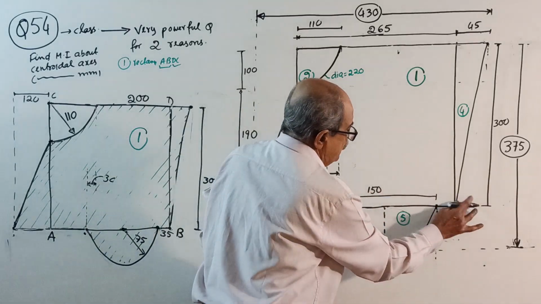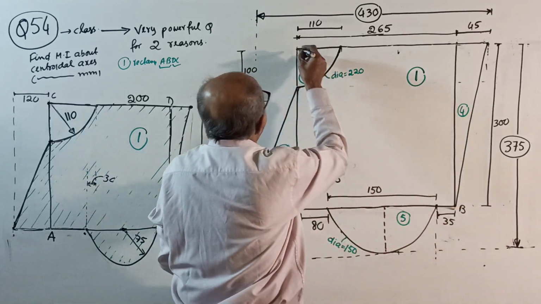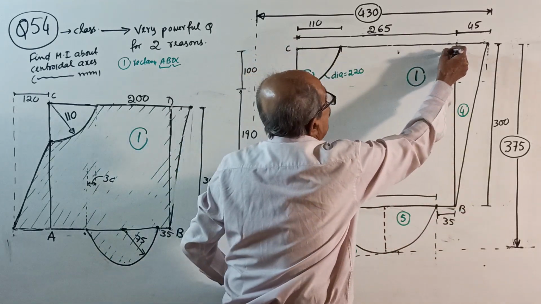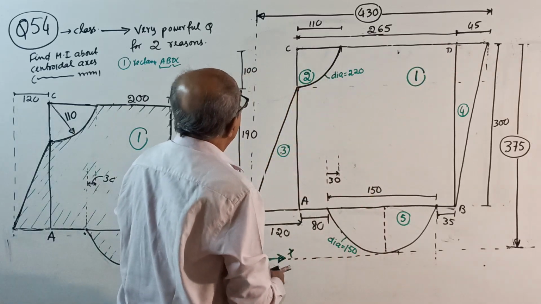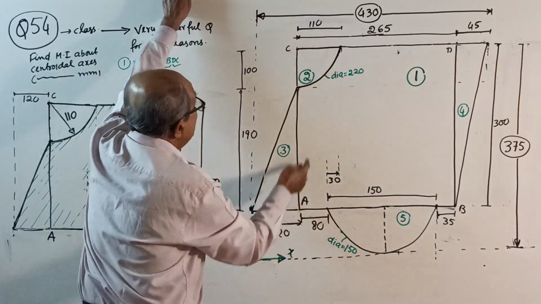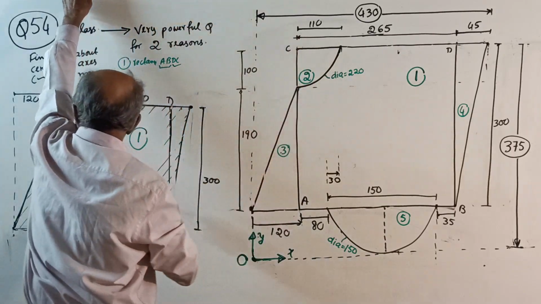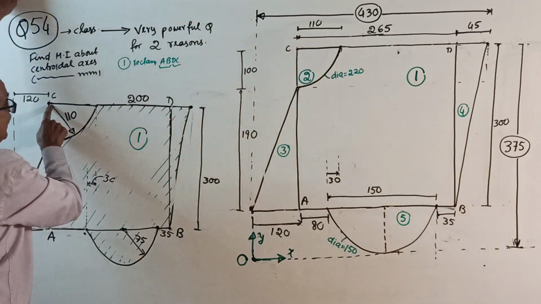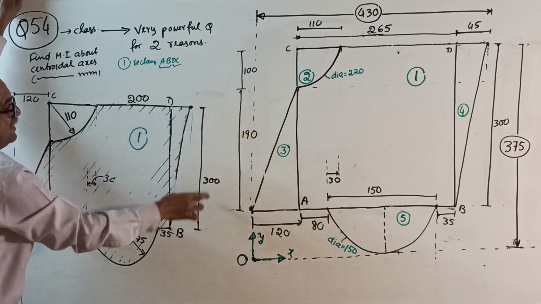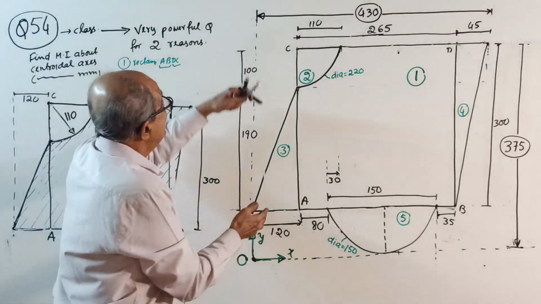Later I am removing it now. This is your point B. This is your point C. This is your point D. Now get all the dimensions. What is A to C? A to C is, see, 300, given in the question. I have written here, see.